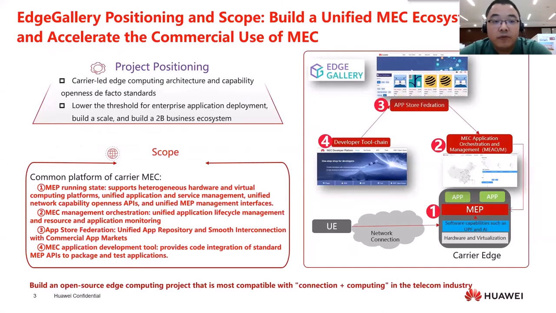At first, I want to talk about the position and scope. Our scope is building a unified MEC ecosystem and accelerating the commercial use of MEC. On the right side, you can see the four parts of Edge Gallery. The first part is MEP, the MEC platform defined in the ETSI MEC SIG. It leverages software capabilities such as AI, UPF, and 5G capabilities from the carrier network, and provides a unified gateway, which we call MEP, so applications can use such capabilities.